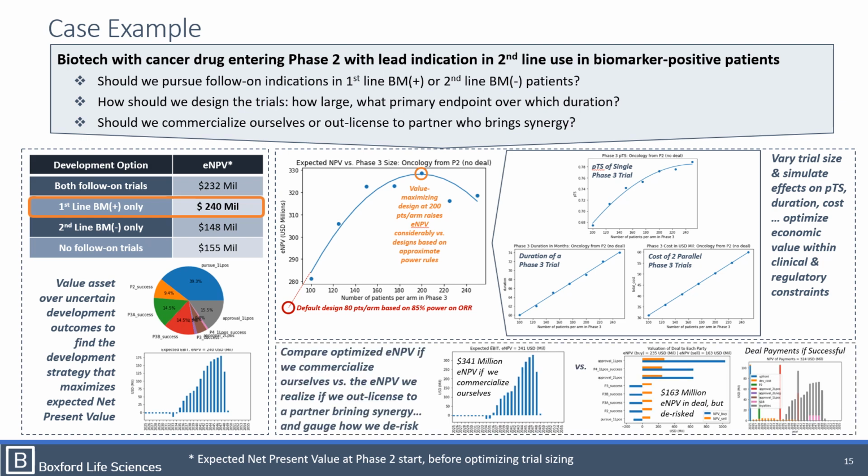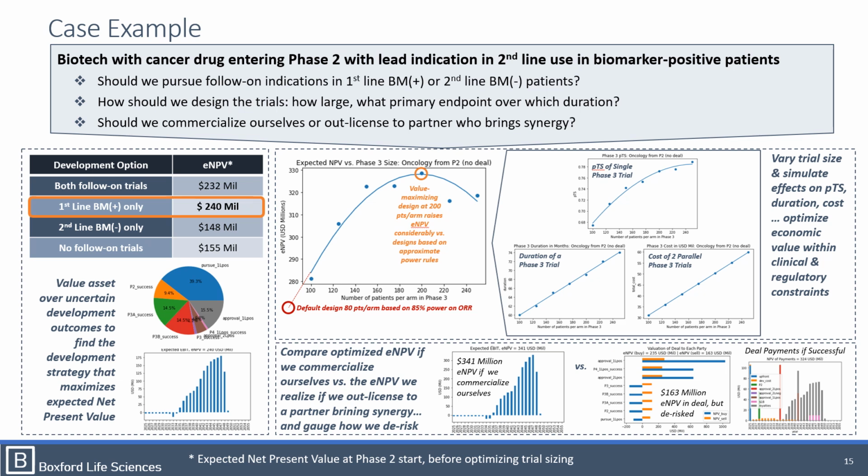After optimizing the size of the phase 3 and phase 4 trials, we estimate roughly $340 million in expected net present value if we commercialize the drug ourselves. We also attach a licensing deal in which an established partner brings synergy that raises the asset by another $90 million or so. But now we only realize the value of the deal payments that come from an upfront payment, sharing of R&D costs, development and commercial milestones, and tiered royalties.